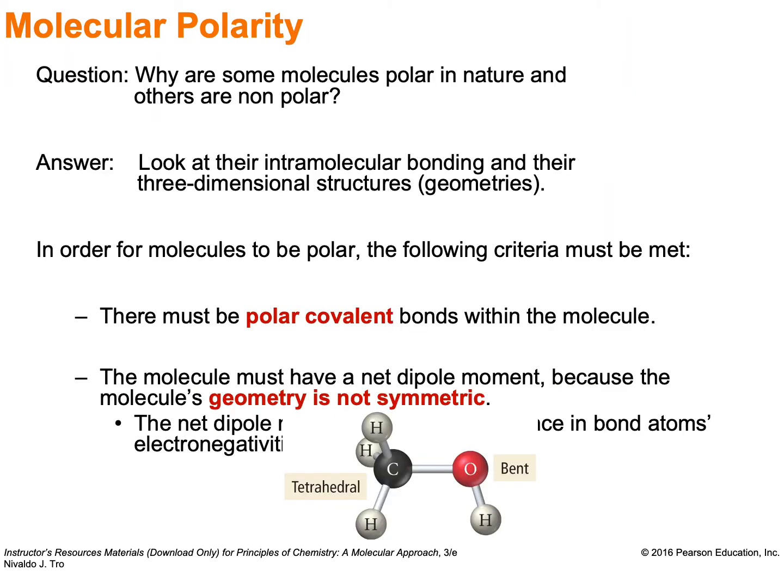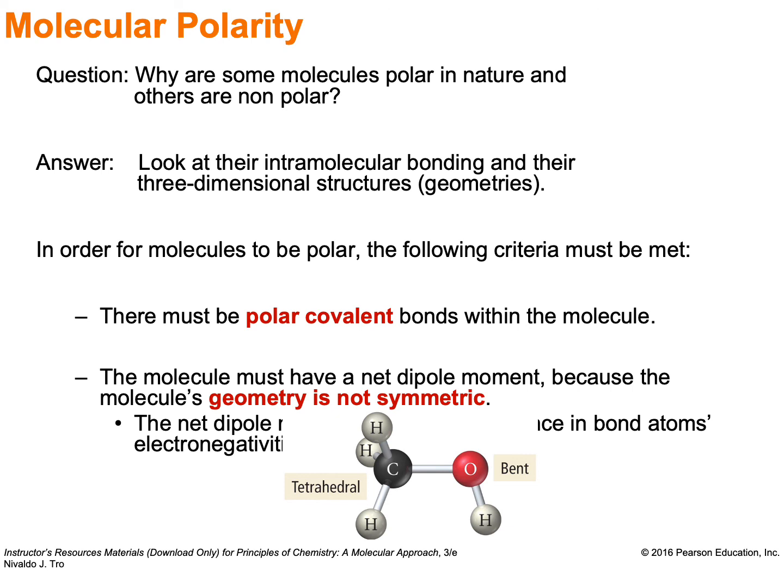Next, let's talk a little bit about polarity and its relationship to geometries. We know what polarity is. We've discussed this in the earlier chapters. It's a difference in electronegativity from one side of a bond between two atoms to the other side. So why are some molecules polar and others nonpolar?